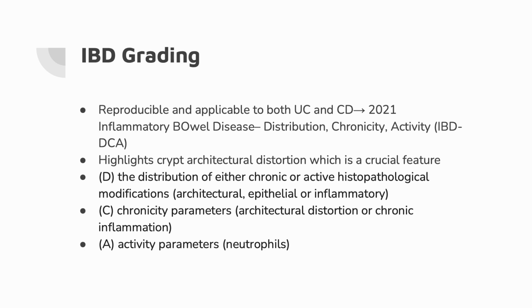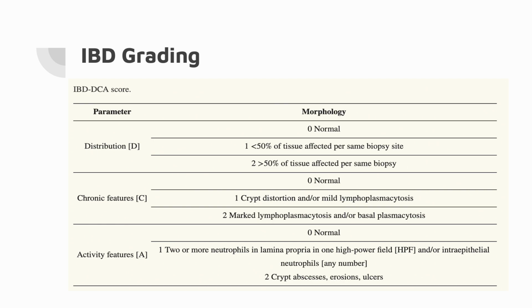Again, we won't specifically get into IBD grading, but there is one system or classification that was set up in 2021, known as the IBD-DCA. This is a way that we can identify ulcerative colitis and Crohn's in the same classification system. The D stands for the distribution of chronic or active histopathologic modifications. The C stands for the chronicity of the things that are seen histologically, and then the A is activity parameters, specifically looking at neutrophils. This is a chart that depicts that and how we're able to identify both.